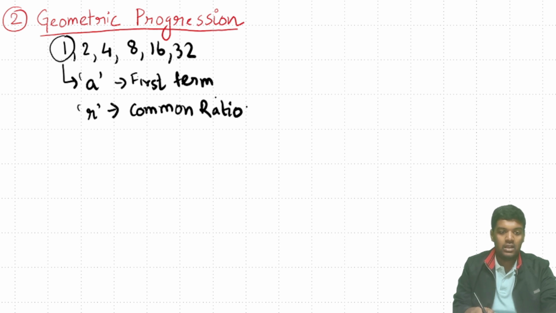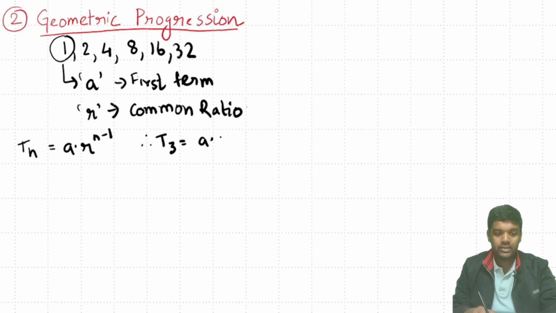Right. Now, if I denote Tn as the nth term of a geometric progression, then Tn equals A into R to the power n minus 1. For example, in the above progression, if you want to find my third term, T3 equals A into R to the power 3 minus 1, where A is 1 and R, the common ratio, is 2 in this case. 2 to the power 3 minus 1 is 2 squared, so T3 becomes 4. It's matching.